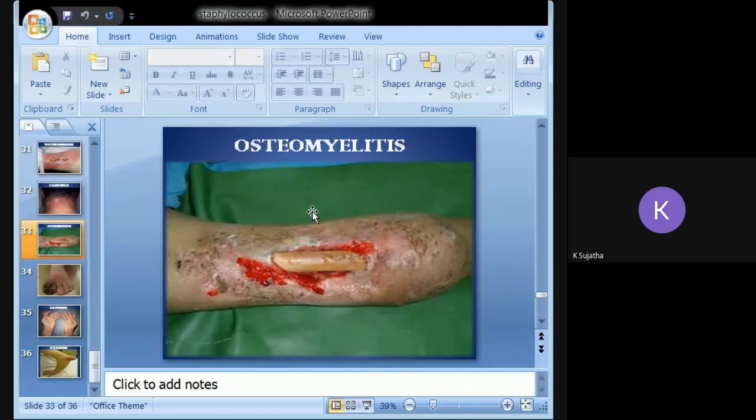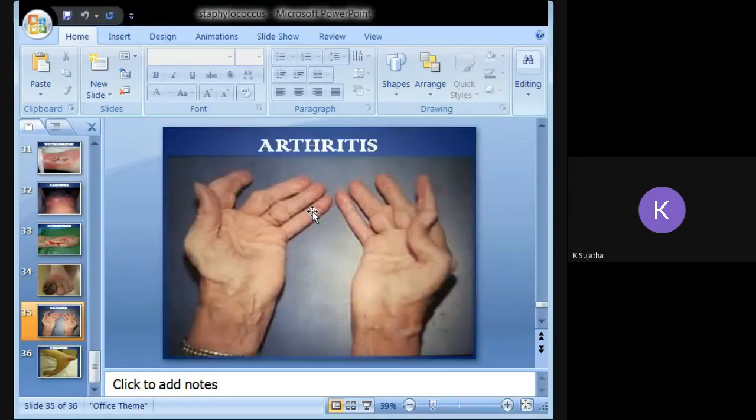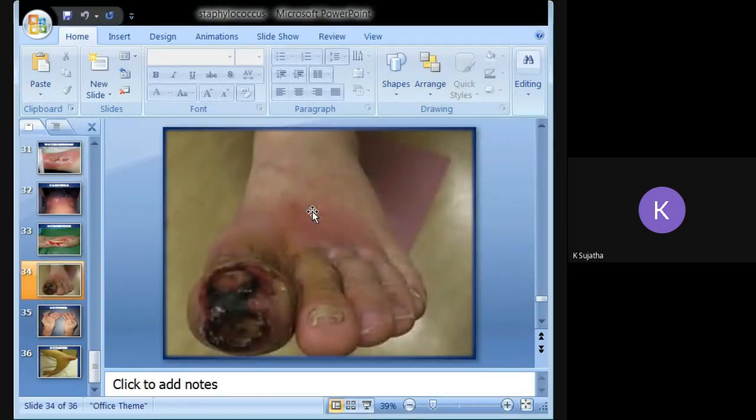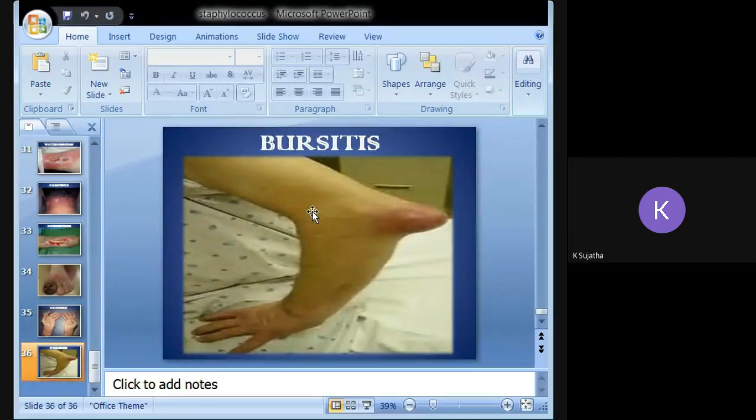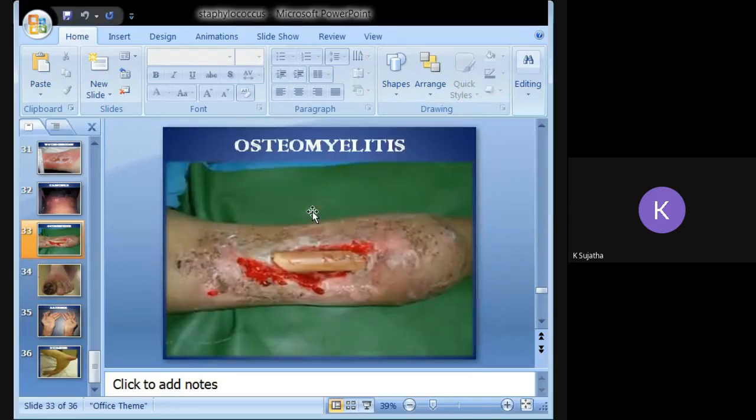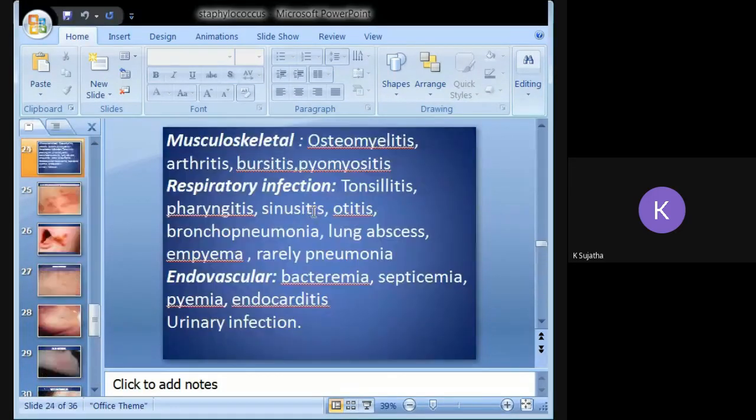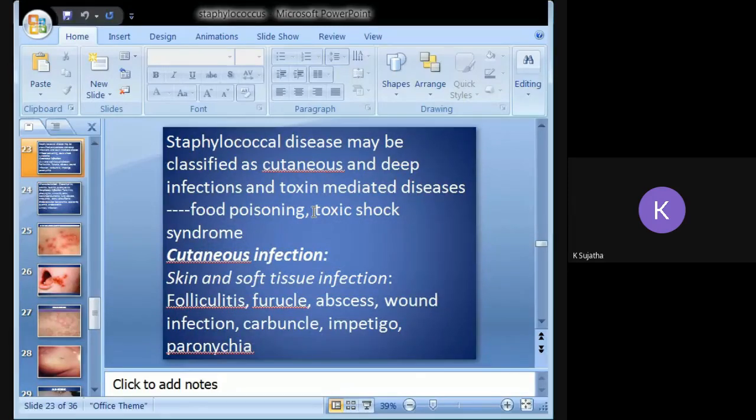This is osteomyelitis. Osteomyelitis means inflammation of bone. This one also. Arthritis, this is bursitis, inflammation of the fluid-filled bursa. This is present mainly in joints. These are all images of infections. Cutaneous infections: folliculitis means inflammation of follicles.